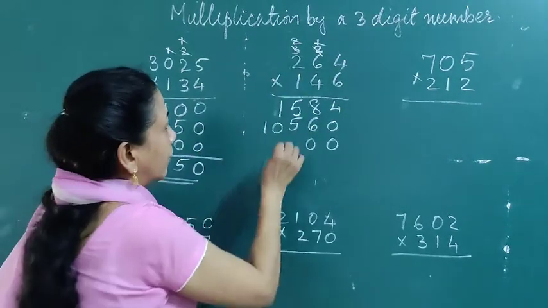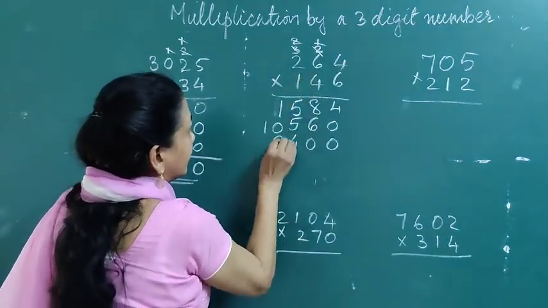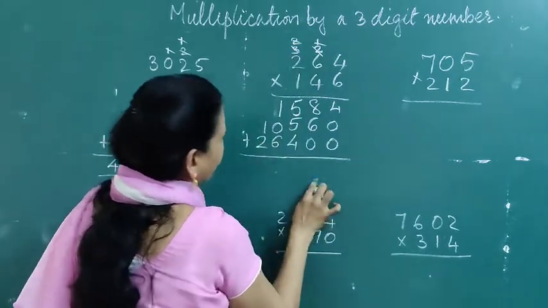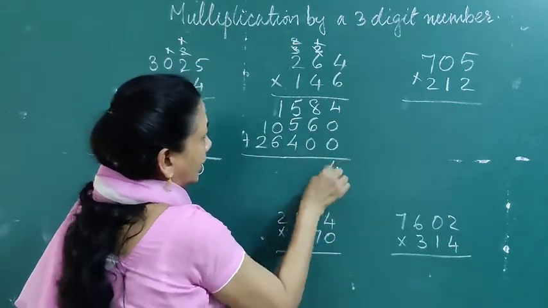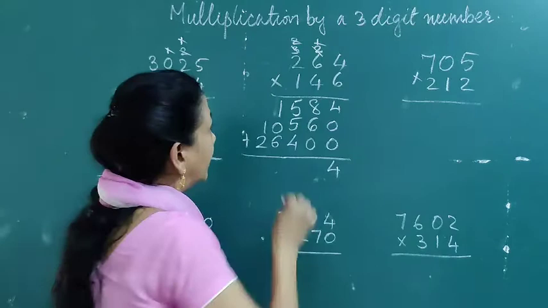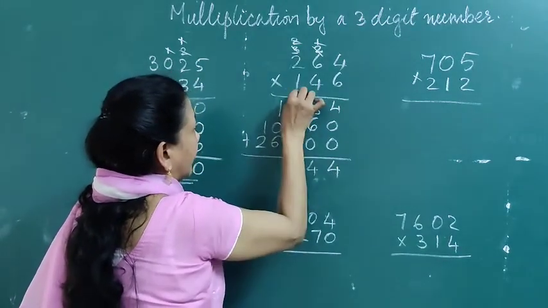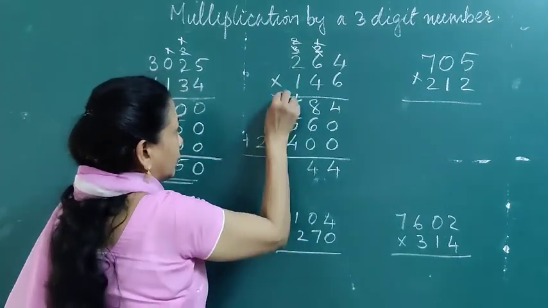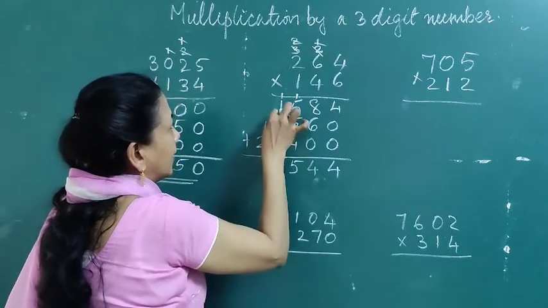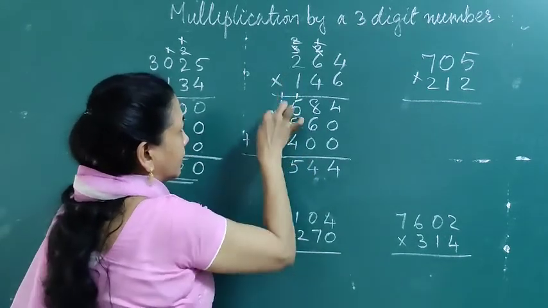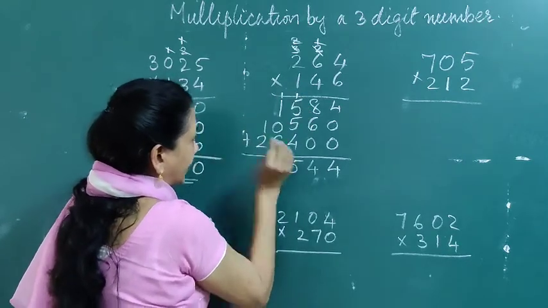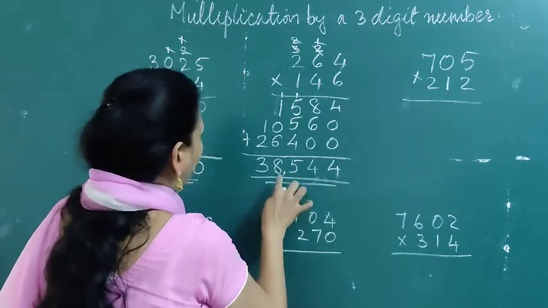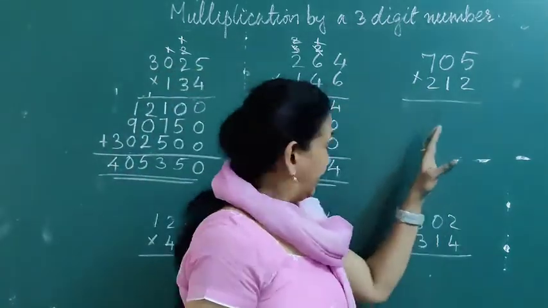Now 1 4 is 4. 1 6 is 6. 1 2 is 2. Now you got 3 layers. Now you add 0 plus 0 plus 4, 4. 0 plus 6 plus 8, 14. Then 1 carry 4. 4 plus 5 plus 5 plus 1. What will come? 15. So 1 carry 5. 6 plus 0 plus 1 plus 1. 6 plus 0, 6 plus 1, 7 plus 1, 8. 2 plus 1, 3. So you are getting 38,504.